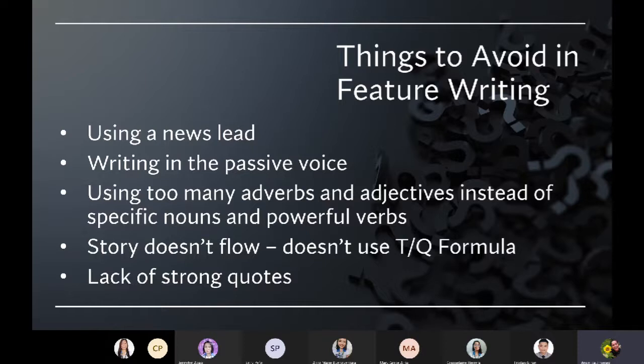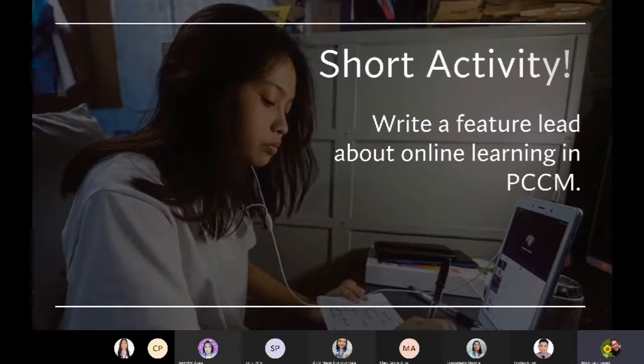Okay? So, let's have a short activity. We still have 20 minutes. I want you to write a feature lead, maybe of an article. A title about online learning in PCCM. Look at angles that may be unique, okay, and then be creative, explore other structures of writing, and have color in terms of giving the words. I want you to give me a title and then one sentence lead to start your feature article. One title and one lead.